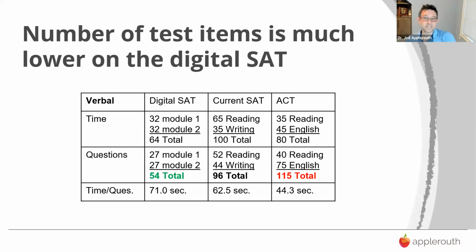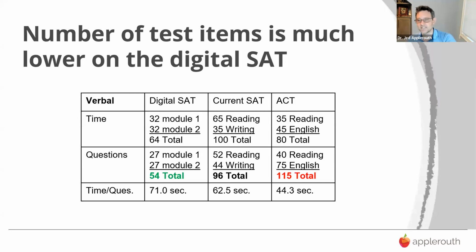So to arrive at the exact same answer for your verbal score, reading and English, the digital adaptive SAT can get you the answer in 54 questions. The ACT needs 115 questions. Think about that.